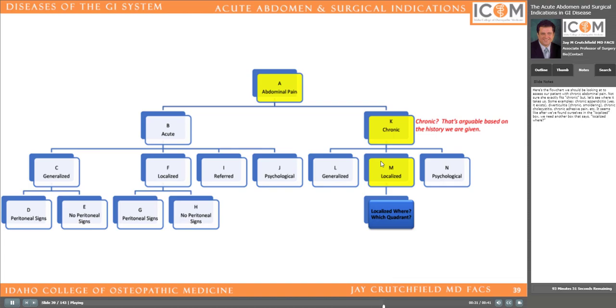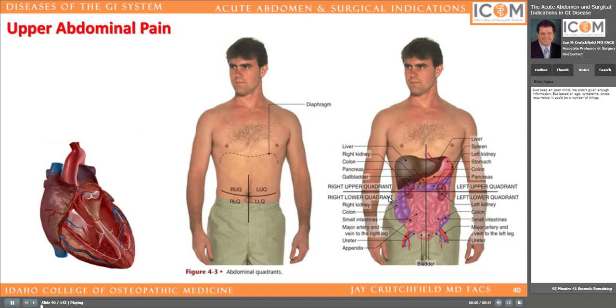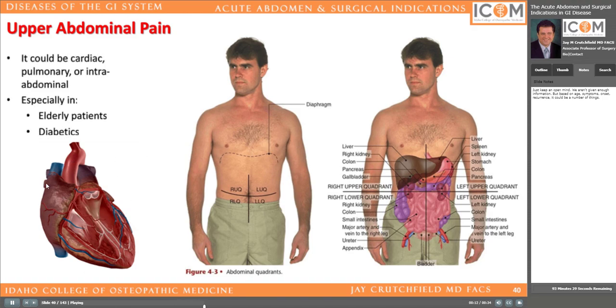It seems like we found ourselves in the localized box, but we need another box that says localized where, which quadrant. How does that affect our diagnosis? So just keep an open mind. We're not given enough information, but based on the patient's age, symptoms, onset, recurrence, it could be a number of things. It could be cardiac etiology. We haven't totally ruled that out.